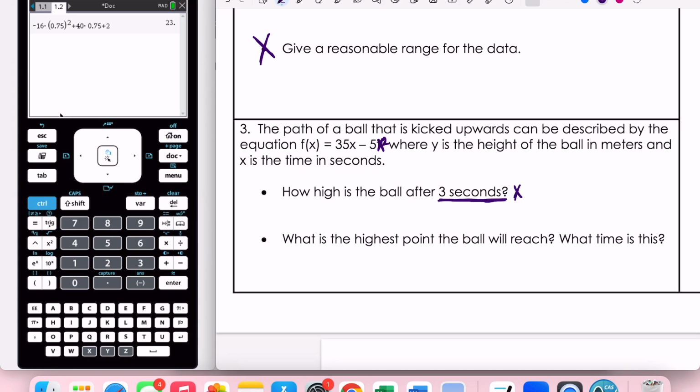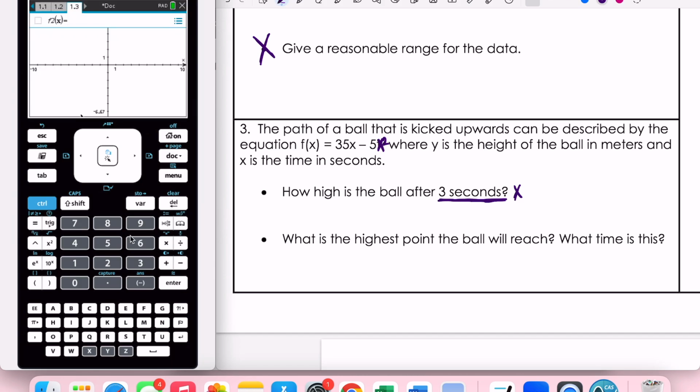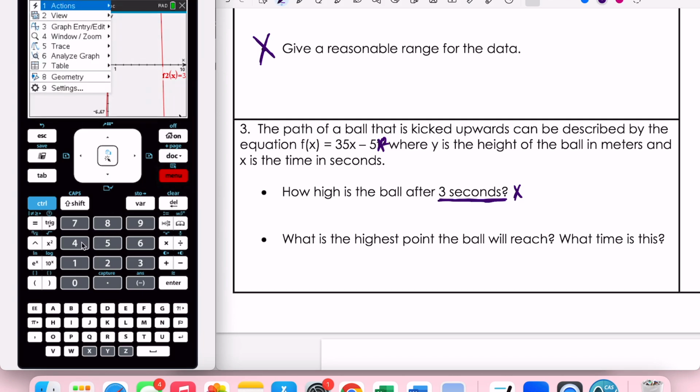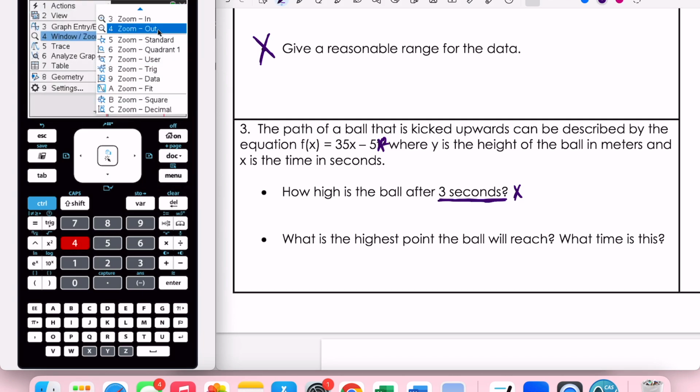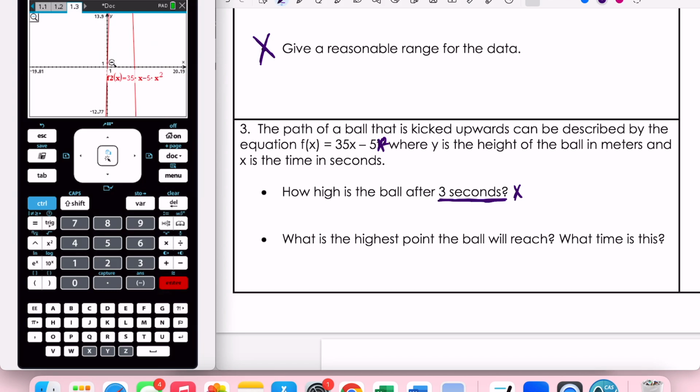So here, guys, I'm going to start off by typing in my function into graphs. So 35x minus 5x squared. Now, I'm going to press enter. This is what my graph looks like. I cannot see the full shape of my graph. So I'm going to zoom out by pressing menu 4. And I'm going to press the enter button until I can see where my vertex is located. Now that I can see my vertex, I'm going to press escape.